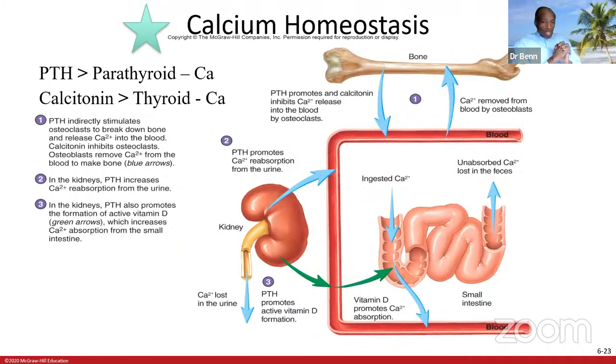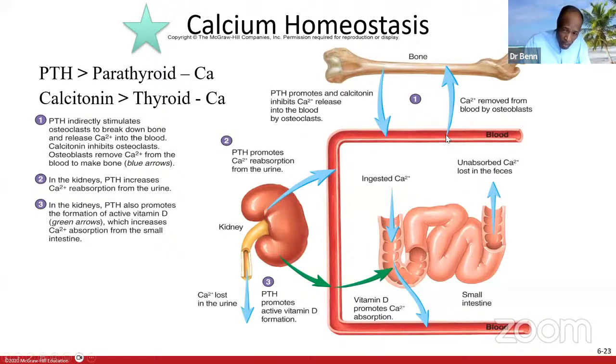So let's take a look at these hormones and how they work. We're looking at parathyroid hormone, and calcitonin would come from the thyroid gland. Now, if we look at the top of the figure where number 1 is, we've got 2 blue arrows, one arrow going from the blood to the bone, and another blue arrow going from the bone to the blood.